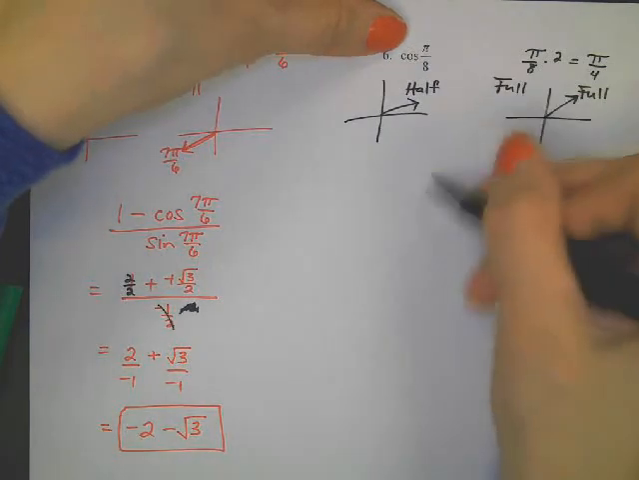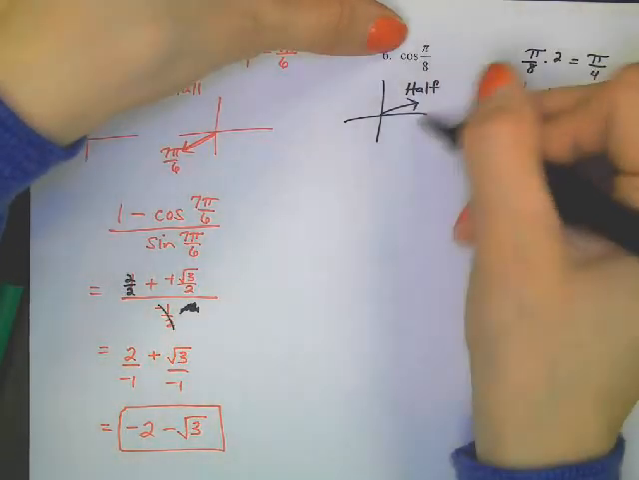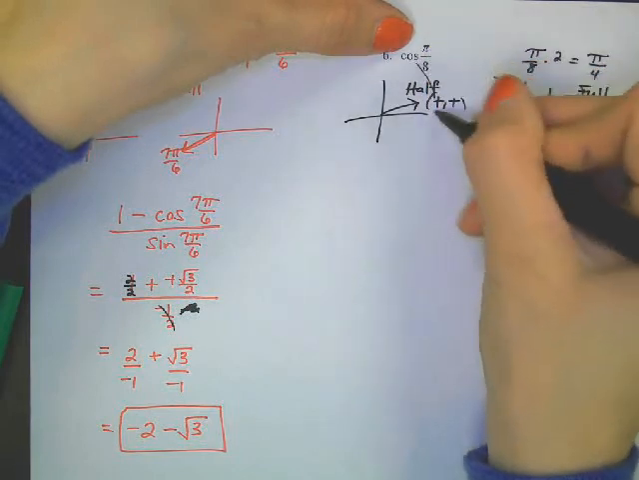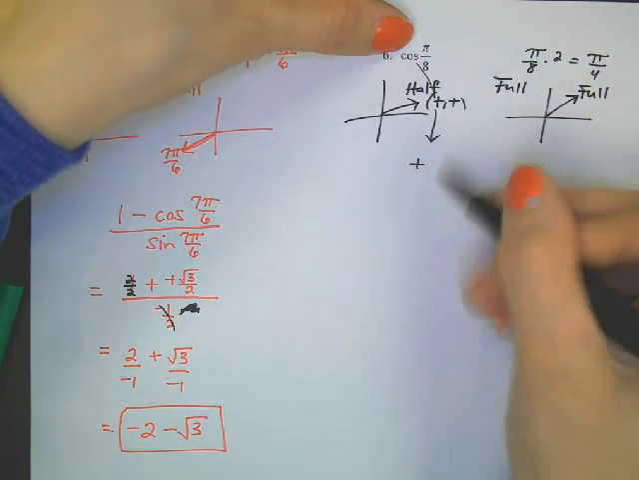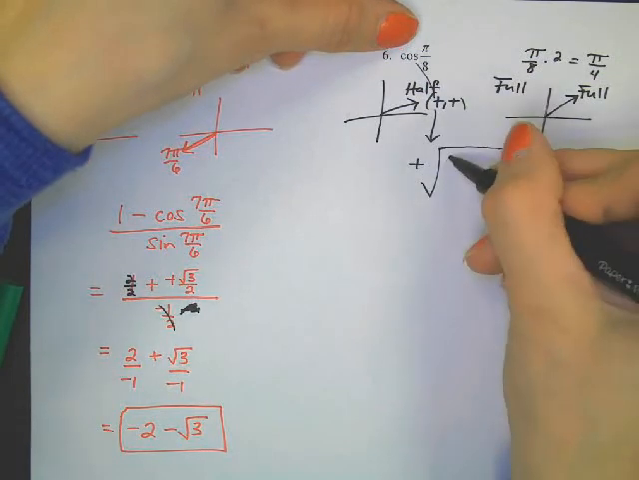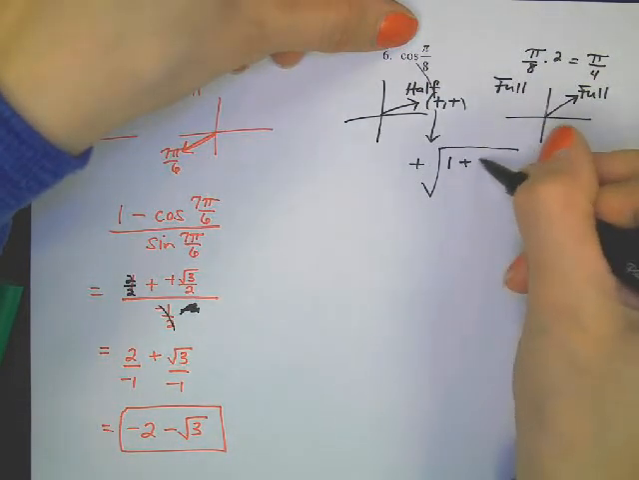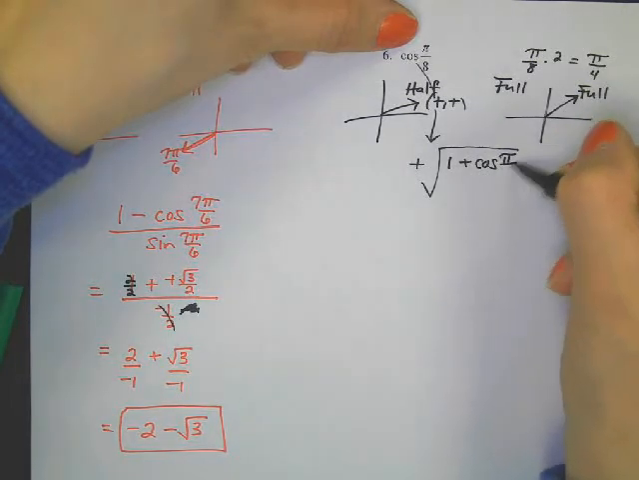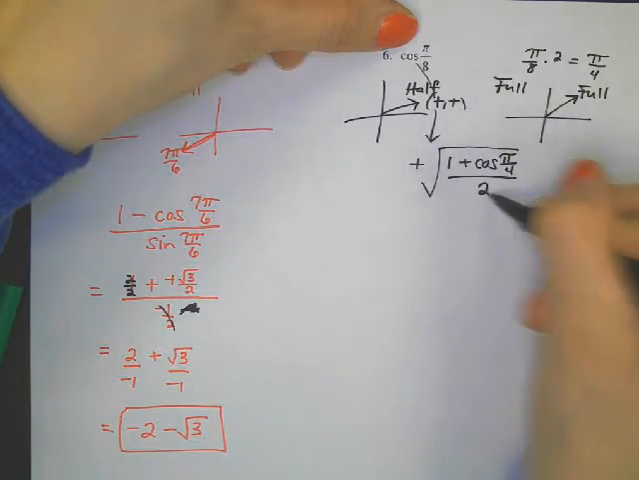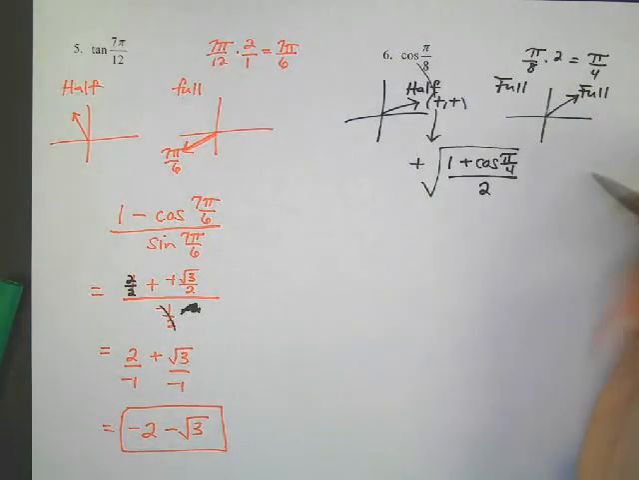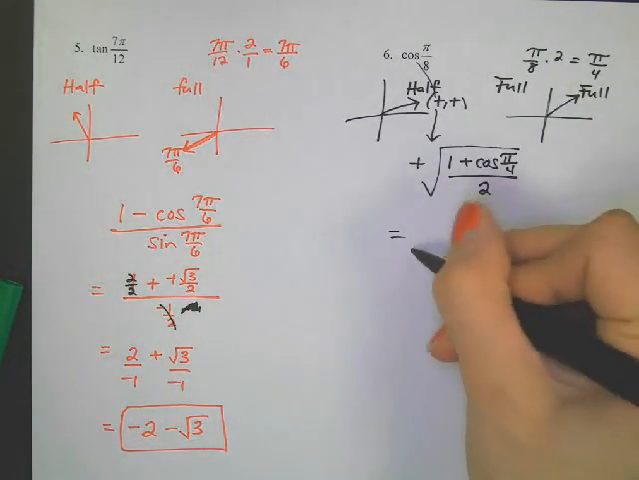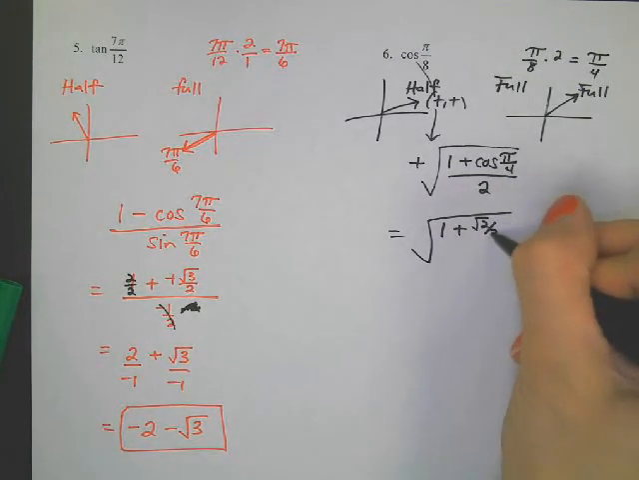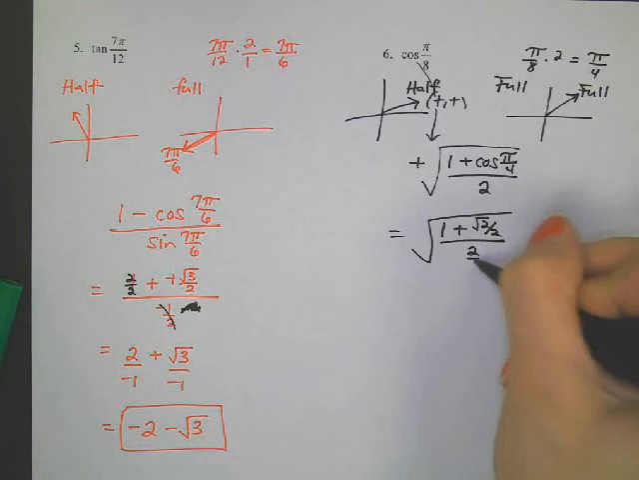Cosine. It's pretty ugly. It's got a plus or a minus. The plus or minus is determined by this guy right here. He's in quadrant 1. Cosine is positive. Inside, we've got 1 plus cosine, and then you write the full angle here, pi over 4, all over 2. All right, let's go ahead and finish this up. We've got cosine of pi over 4, radical 2 over 2. This is a 2 over 1.